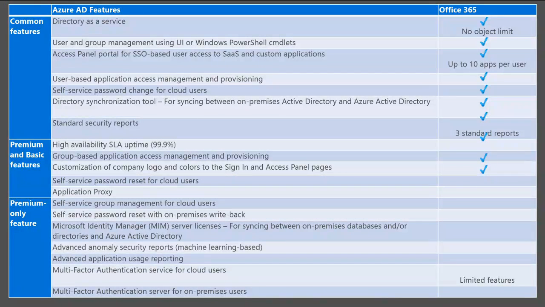So if we look at the premium-only features down the bottom, you see some of the key ones that we have here. Multi-factor authentication service for cloud users, that's an important one for a premium feature. We see that a lot with customers. Then machine learning-based security reports, the advanced ones that I mentioned as well. Just a good feature to have for looking at what is being provided in my Office 365 environment.